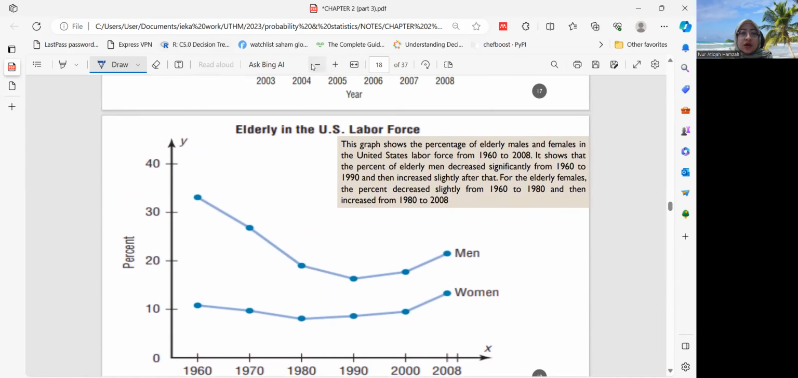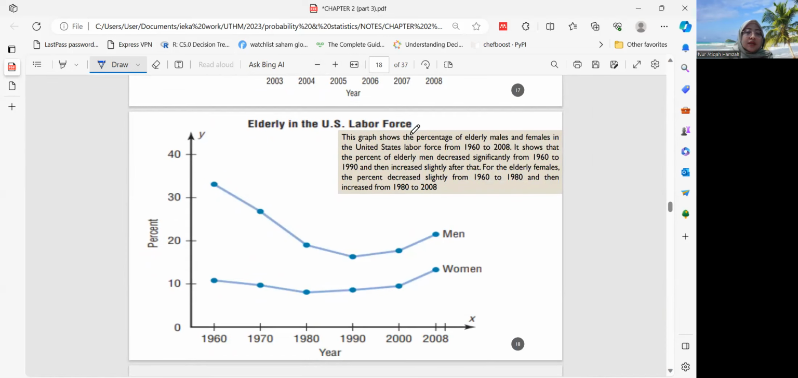So, the next example is the example for compound time series graph. This graph shows the percentage of elderly males and females in the United States labor force from 1960 to 2008. It shows that the percent of elderly men decreased significantly from 1960 to 1990, and then increased slightly after that. For elderly females, the percent decreased slightly from 1960 to 1980s and increased from 1980s to 2008.